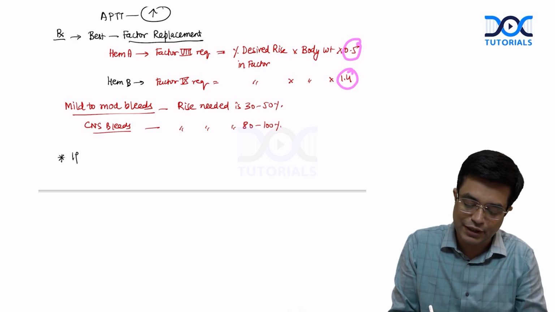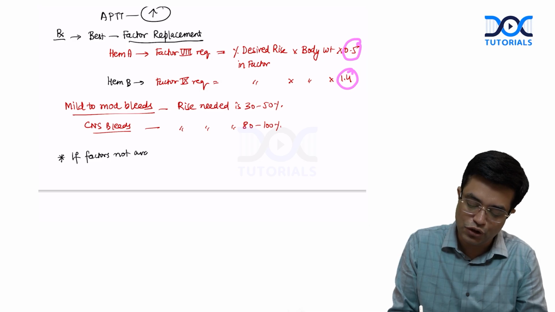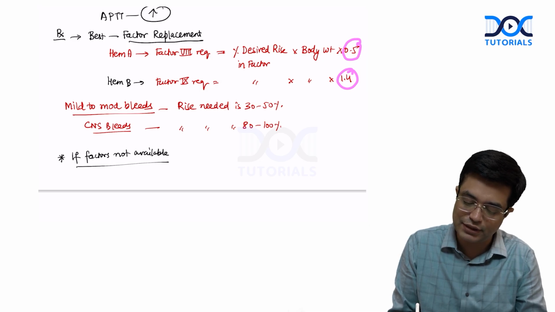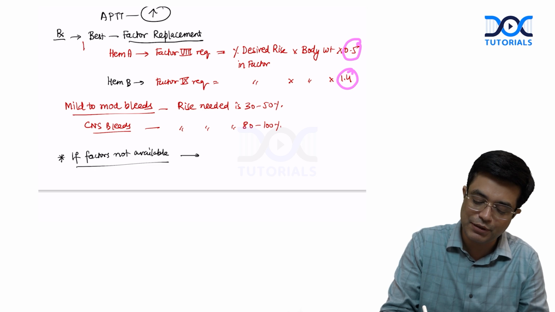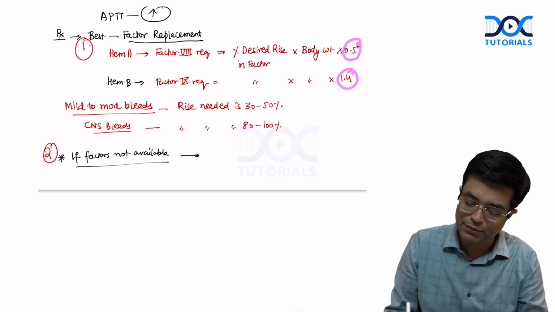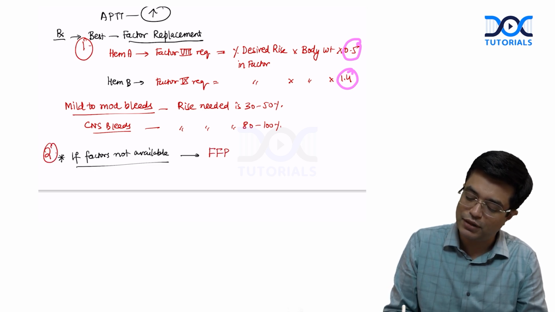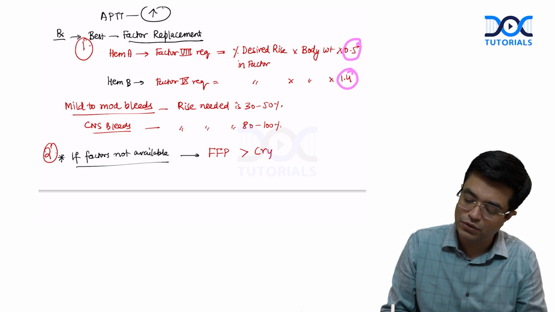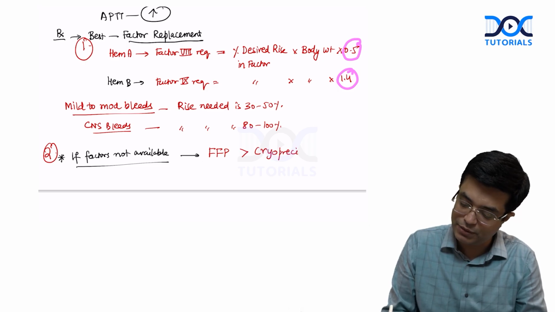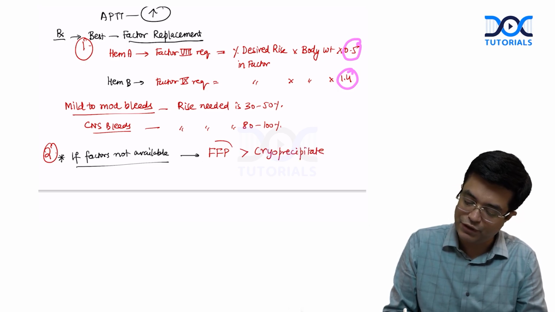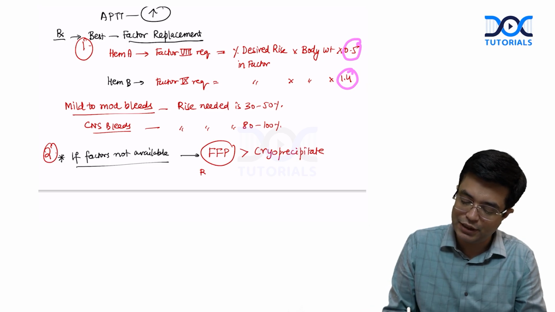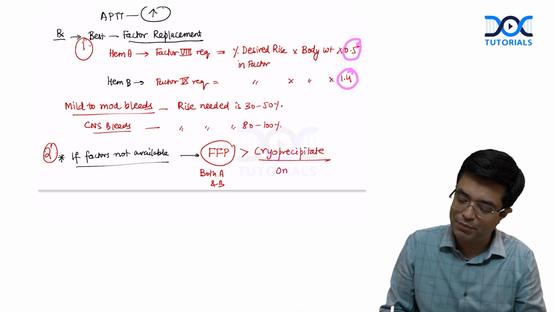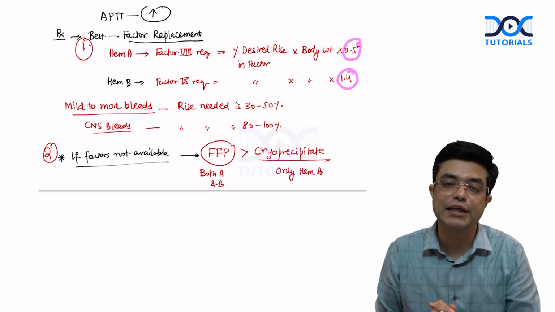Put a star and write, if factors are not available, you can go in for blood products, second line therapy. So first line therapy is factor replacement. Second line therapy will be fresh frozen plasma, followed by cryoprecipitate. Remember that fresh frozen plasma will be applicable in both hemophilia A and B, whereas cryoprecipitate will be applicable only in hemophilia A, because cryoprecipitate does not have any factor 9.